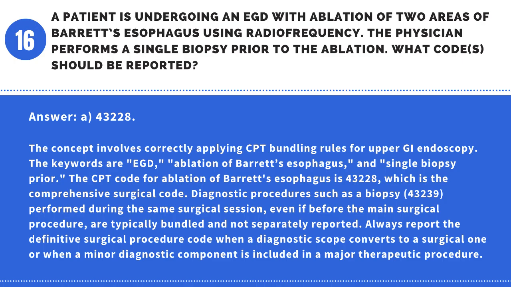43228. The concept involves correctly applying CPT bundling rules for upper GI endoscopy. The keywords are EGD, ablation of Barrett's esophagus, and single biopsy prior. The CPT code for ablation of Barrett's esophagus is 43228, which is the comprehensive surgical code. Diagnostic procedures such as a biopsy, 43239, performed during the same surgical session, even if before the main surgical procedure, are typically bundled and not separately reported. Always report the definitive surgical procedure code when a diagnostic scope converts to a surgical one, or when a minor diagnostic component is included in a major therapeutic procedure.